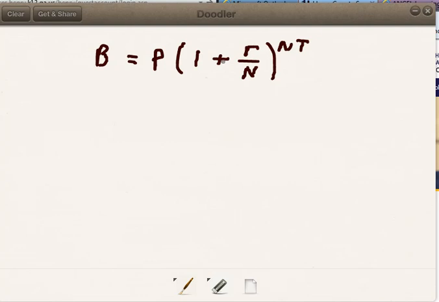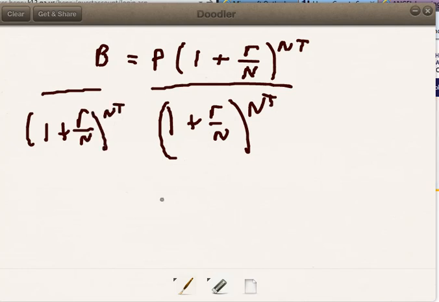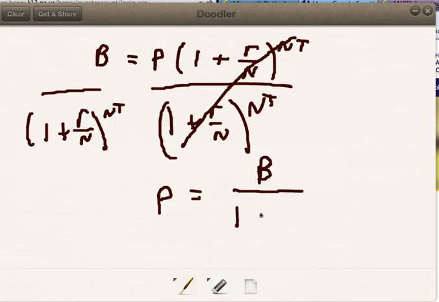This is going to create another formula because we're used to this compound interest formula. I'm going to take this and divide everything by 1 plus r over n, all to the nt power. Same over here. And now I have a new formula I just created. This all just divides out. So your new formula is P equals B over 1 plus r over n to the nt power.